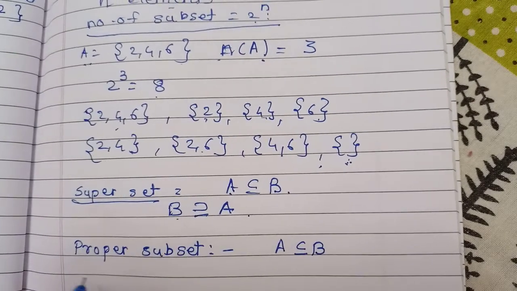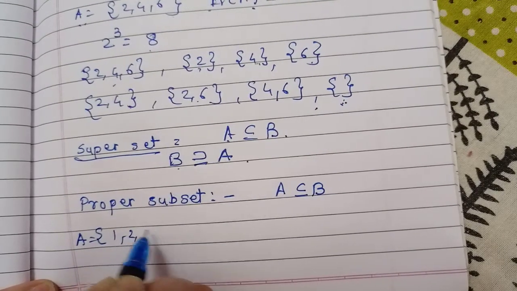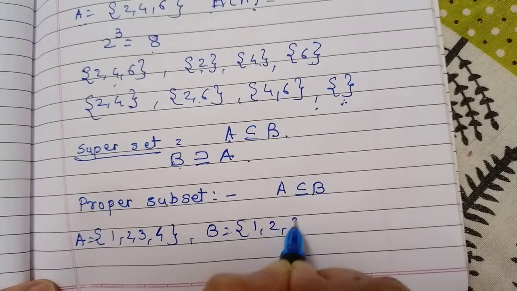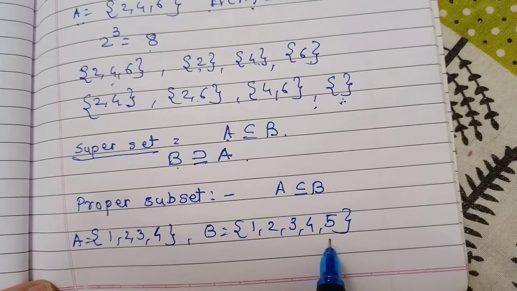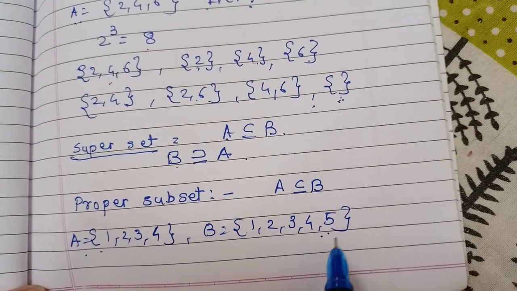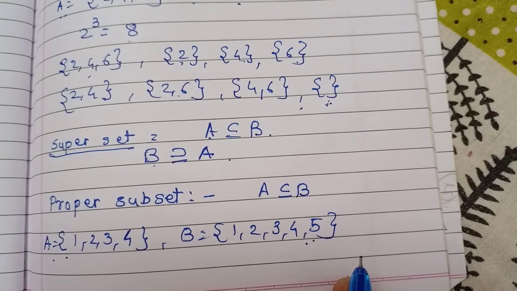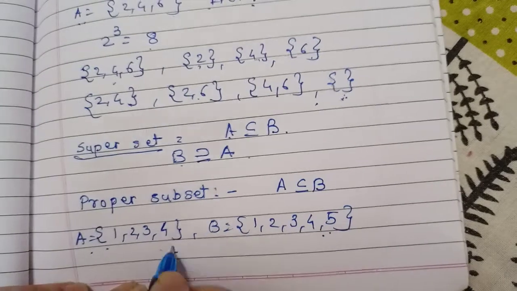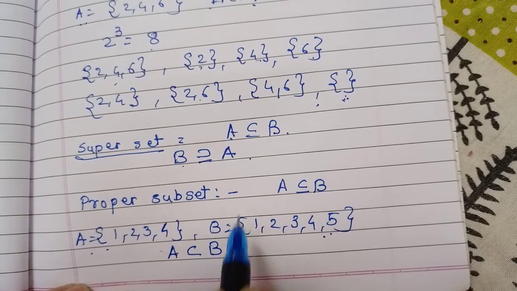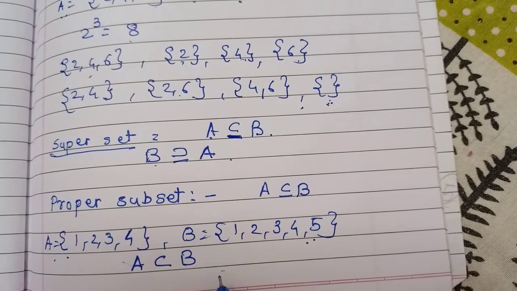Meaning, when A is a proper subset of B, then A and B should not be equal sets. For example, A is equal to {1, 2, 3, 4} and B is equal to {1, 2, 3, 4, 5}. Then this 5 does not belong to A, so we can say that A is a proper subset of B. And a proper subset is shown with this sign. So when you want to write a proper subset, just forget the underline and write it like this.